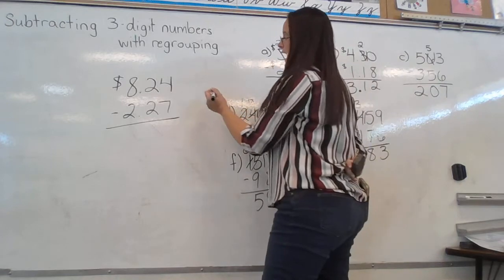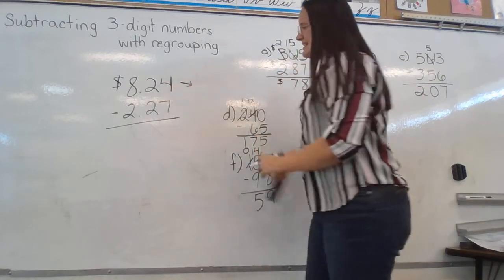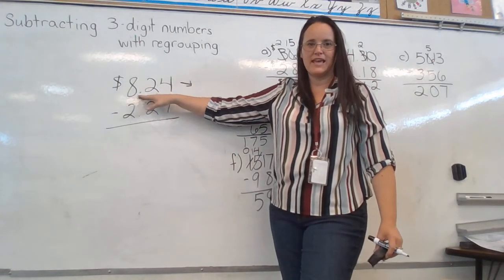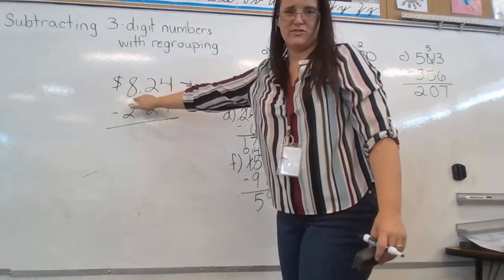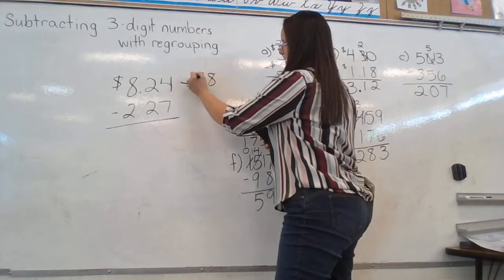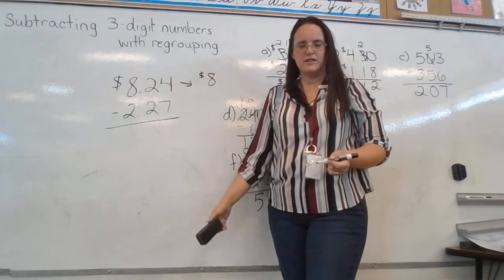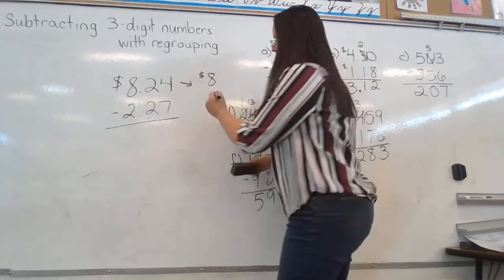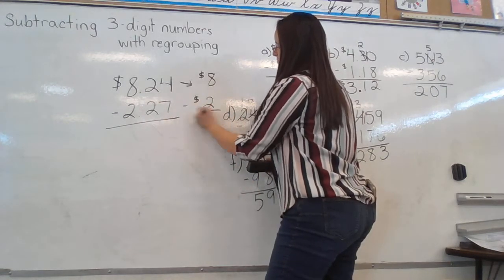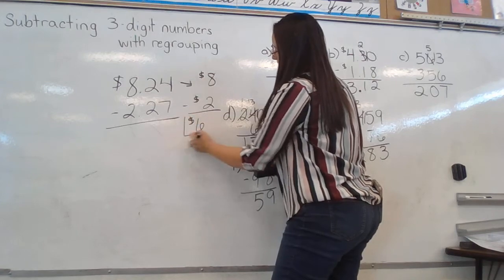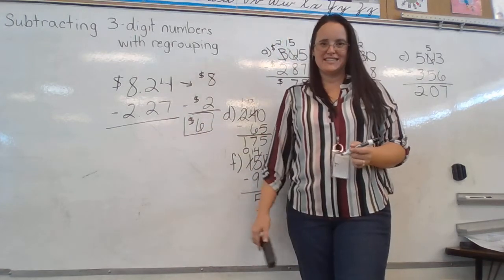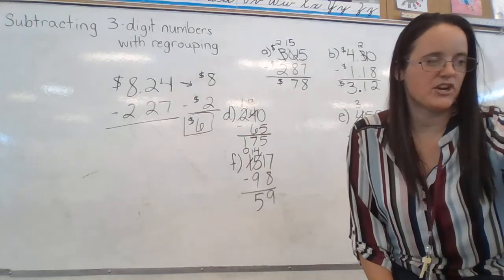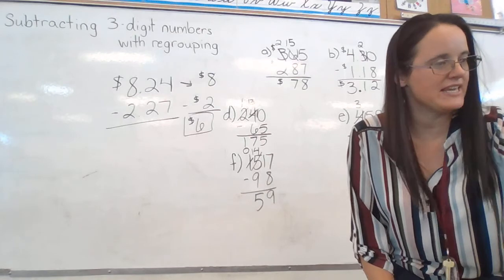So that means I want to round my $8.24. Is that really close to $8 or really close to $9? Oh, that's closer to 8. So we'll say $8 there. $2.27, close to 2, close to 3. Pretty close to 2, I would say. So then we have 8 minus 2. Look at how easy that is to do in our heads. An answer of $6.